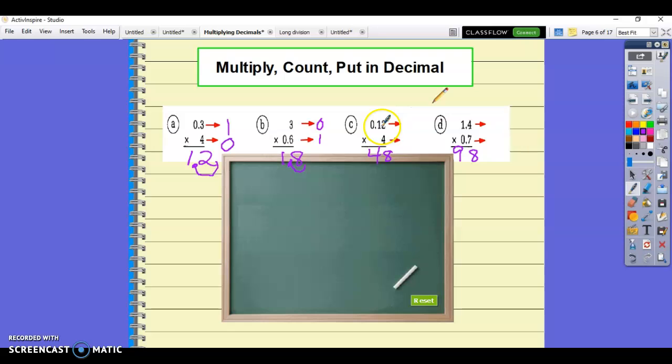And here I have 12/100 times 4. There are 2 decimal jumps in this first one and 0 here, so it's a total of 2 jumps. So you jump once, jump twice, and there is your decimal right here, for 48/100. And then the last one, you have 4/10, which is 1 decimal jump, and 7/10, which is 1 decimal jump, for 2 jumps, 1, 2 decimal places there. And you have 98/100. So check and make sure you did those correctly.